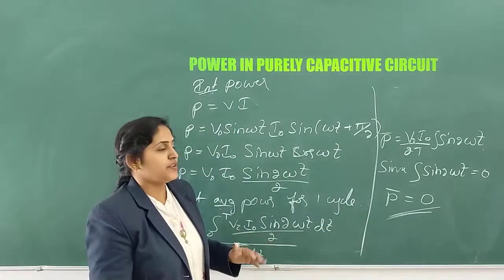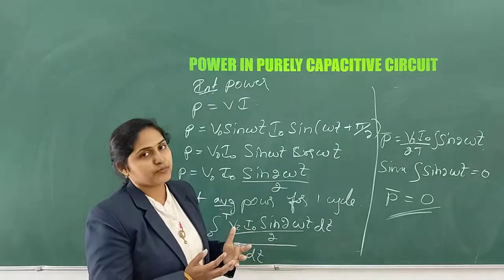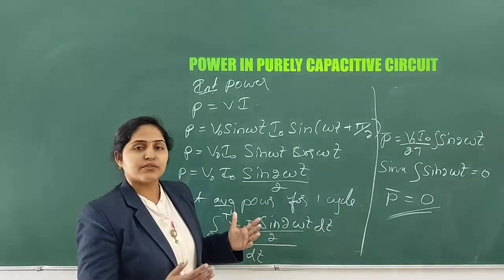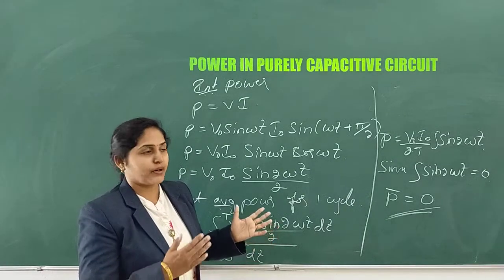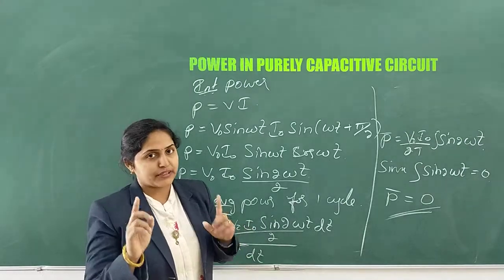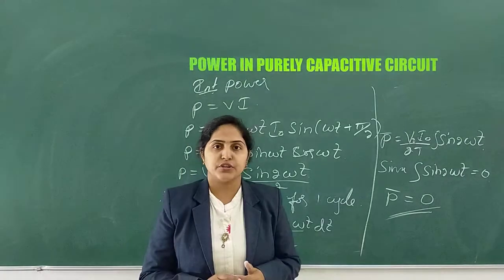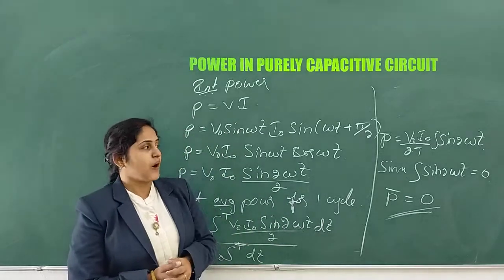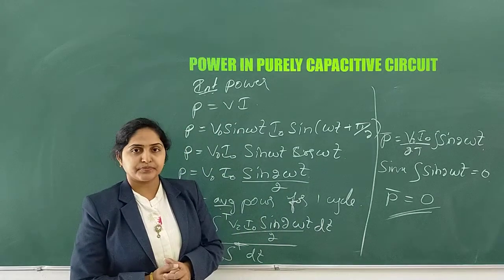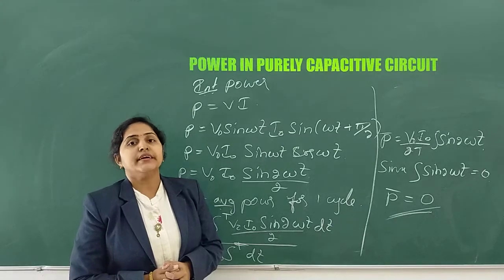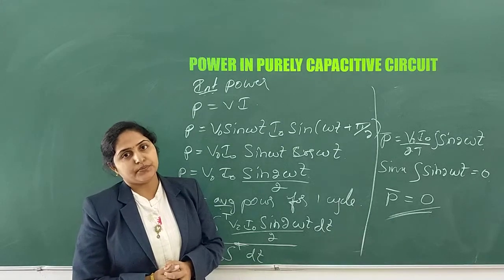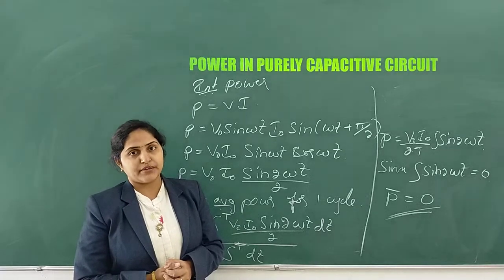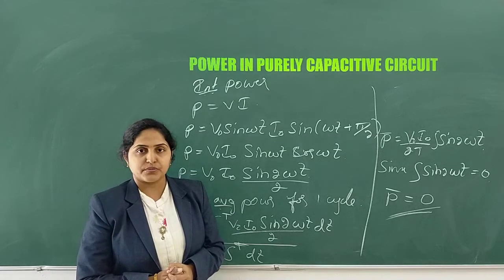The same thing happens: for the first part of the cycle, power is positive, and for the next part of the cycle, power is negative, and this goes on. Power positive, negative, but for one complete cycle, the average power will be 0 in case of capacitive and inductive circuits. And this is about the phase relationship between current and voltage when an AC source is applied to an inductor and capacitor, and also we have discussed the average power dissipated in both these circuits.